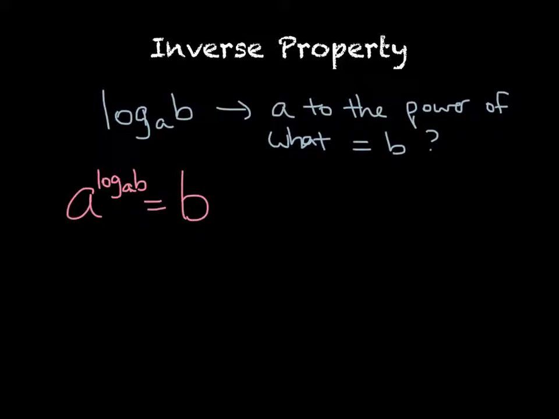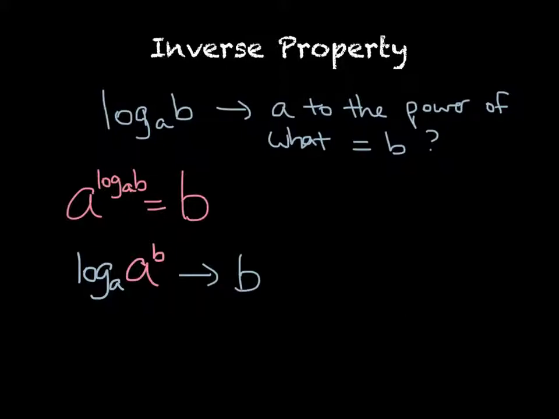So here, if you start out with a log and you take the base and raise it to that number, you end up with the original number that you had, which is b. Conversely, what we can also do is start out with a to the power of b. Now, let's take the log base a of this. So essentially, what we're asking here is a to the power of what equals a to the power of b. So obviously we can see that our answer is just going to be b.